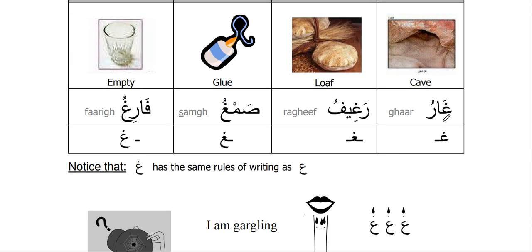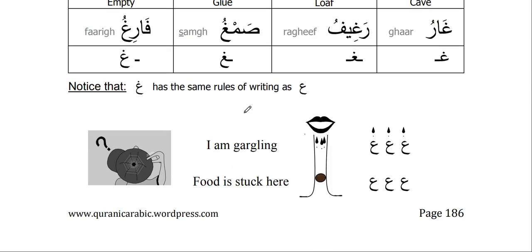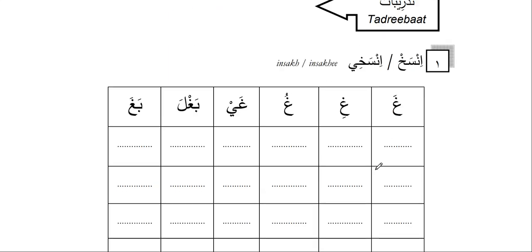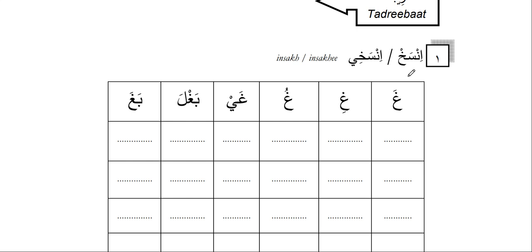Gharu means cave. Raghif, bread or loaf. And samgh means glue. And farigh means empty. So here they have shown how the gargling sound comes from your mouth. And now we go on to the exercise one.